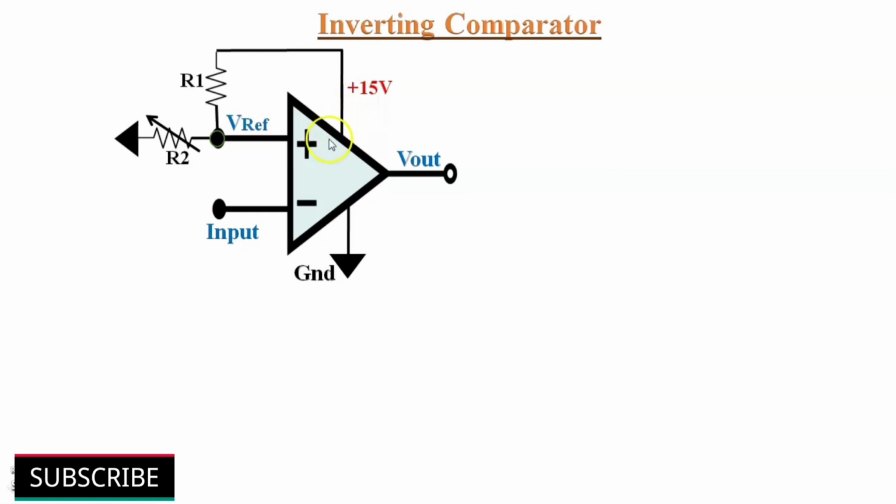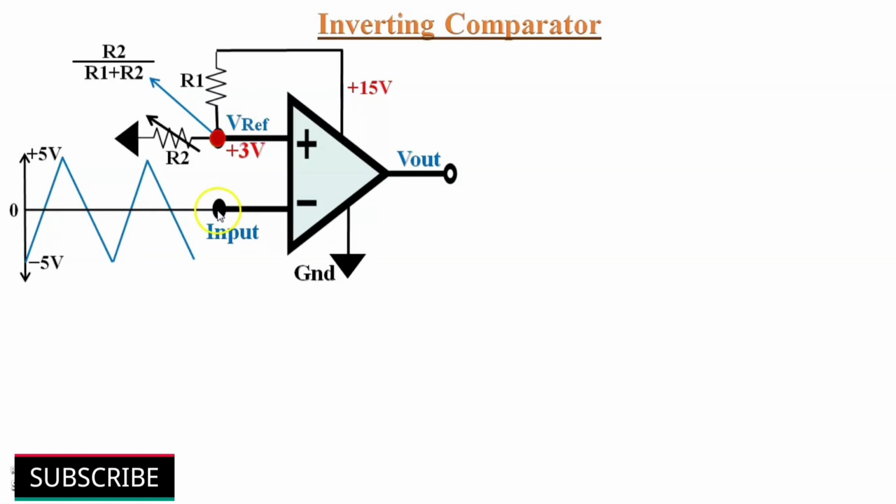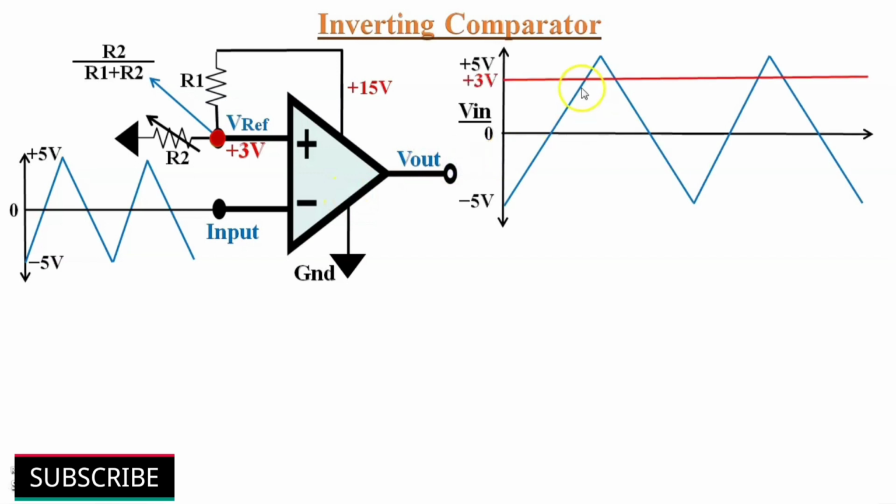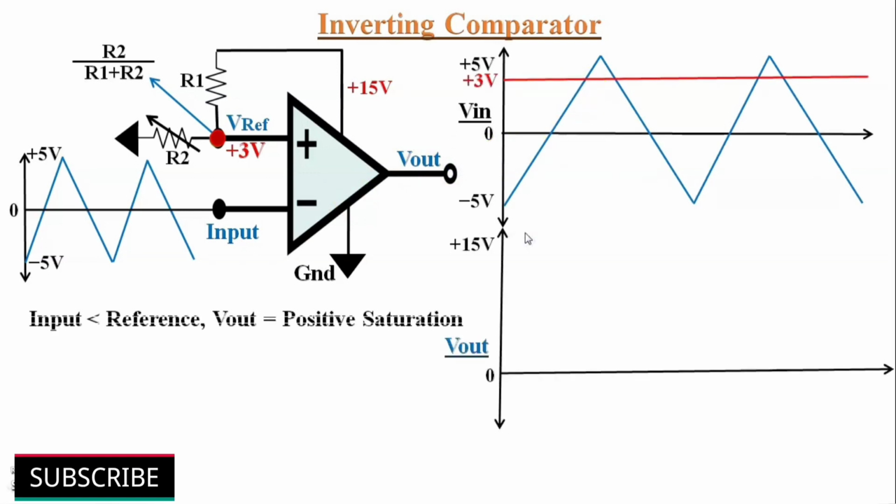Let us observe the output waveforms of an inverting comparator. To keep things simple, only positive supply is applied and negative supply connected to 0 volt or ground. Here assume reference voltage at non-inverting terminal is positive 3 volts. A triangular input voltage of plus and minus 5 volts applied to the inverting terminal. We can draw input waveform like this. Let us observe the output waveform.